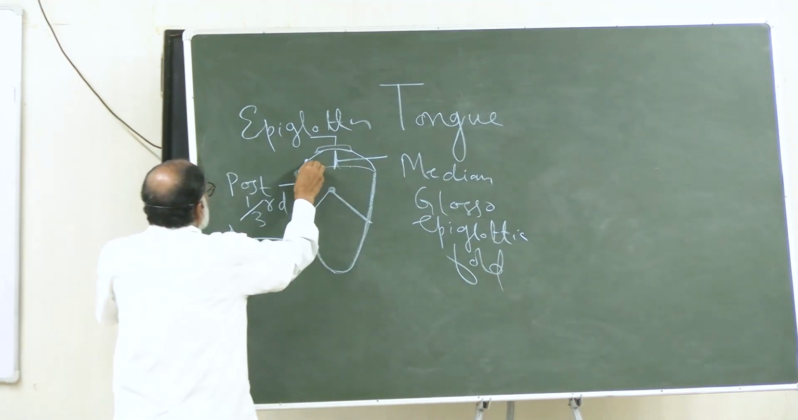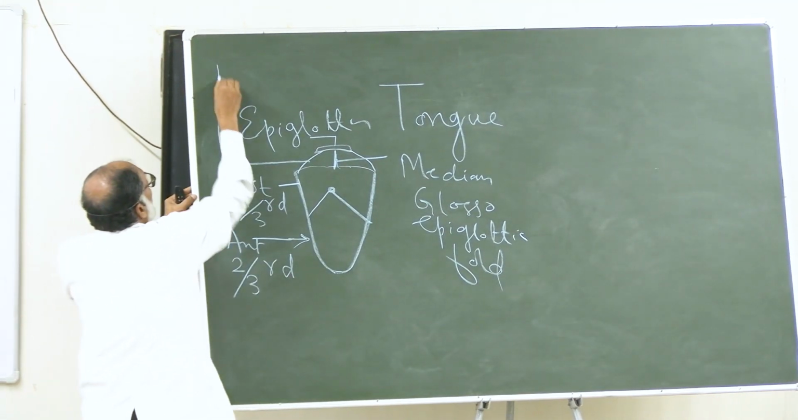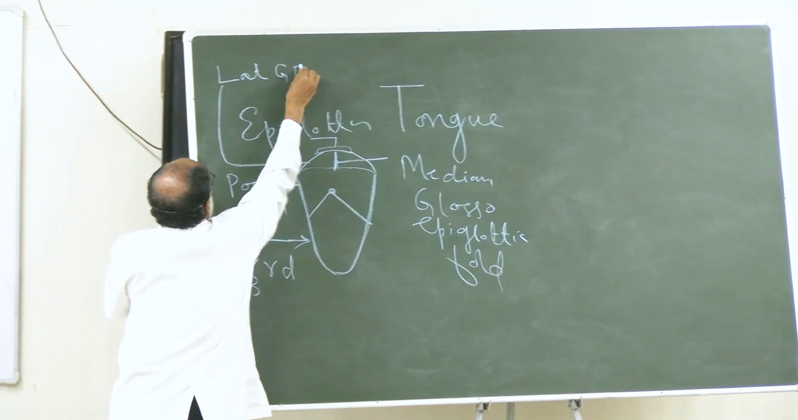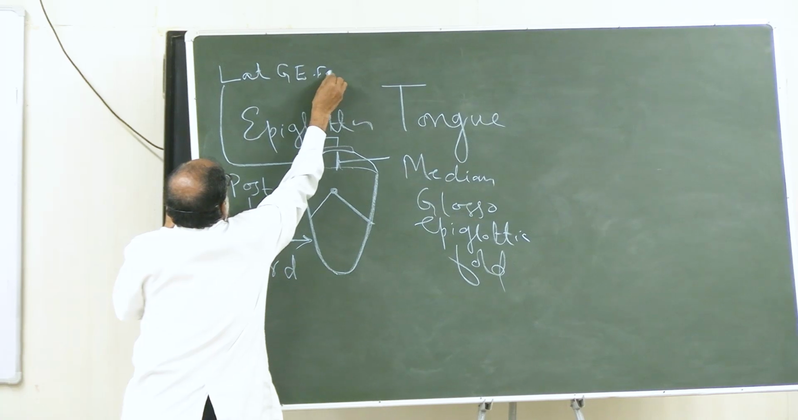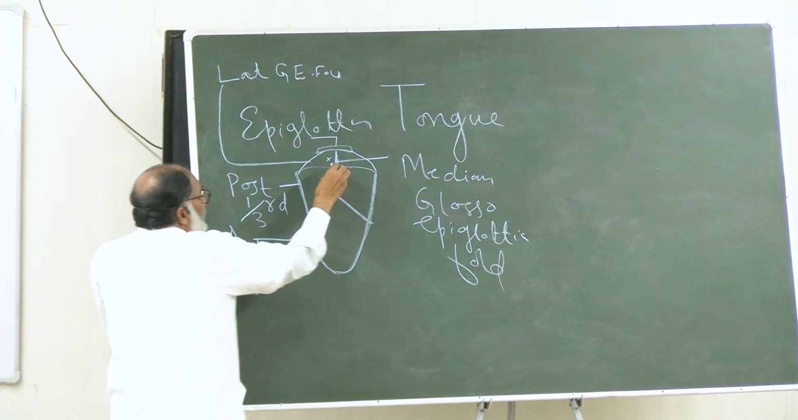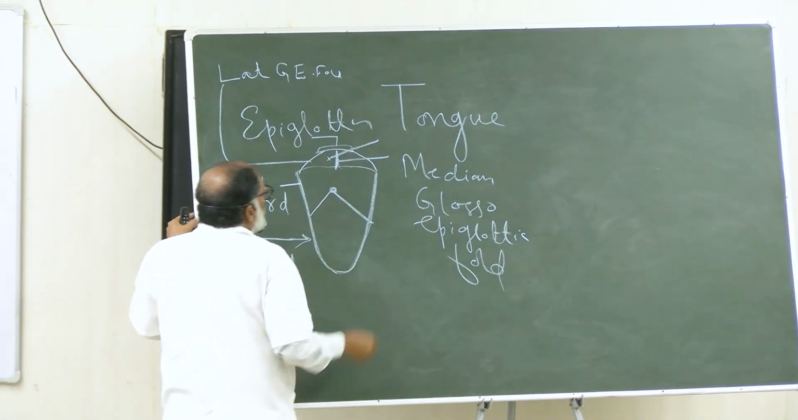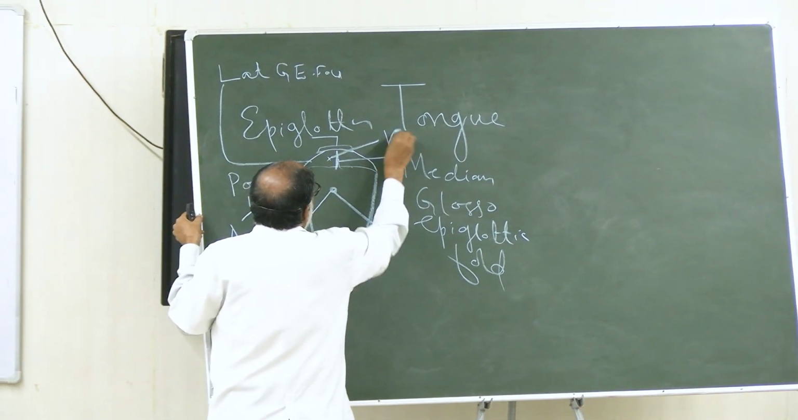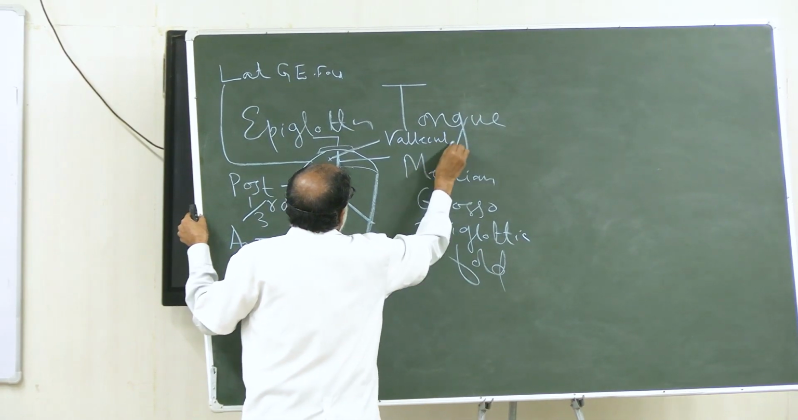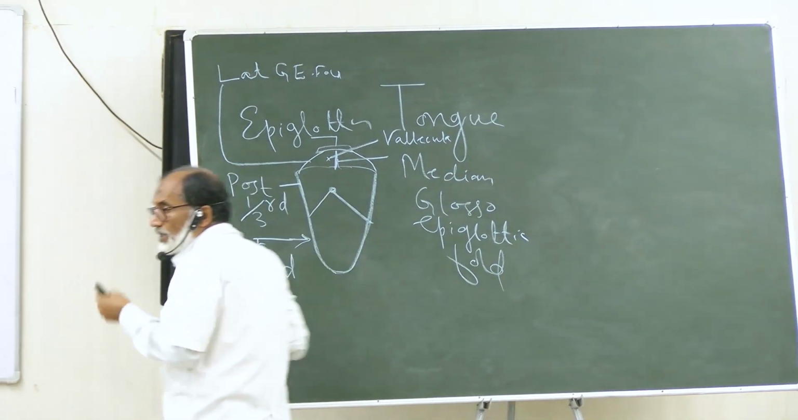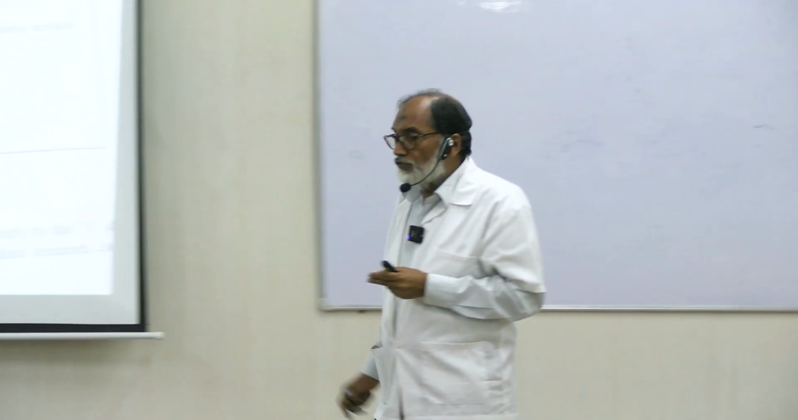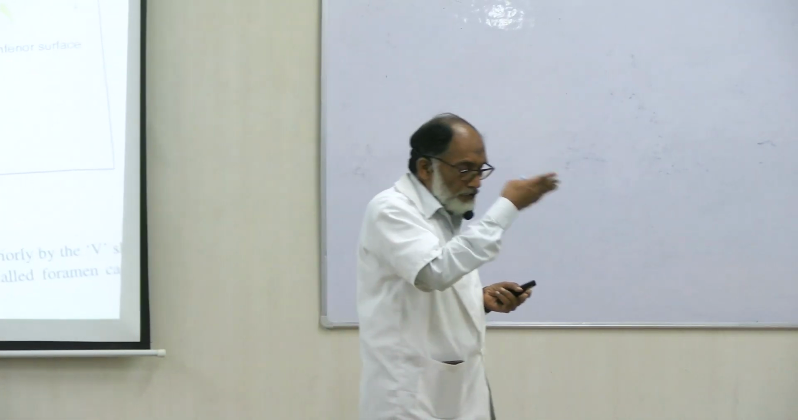This is the lateral glossoepiglottic fold. The space between these is known as the vallecula, the epiglottic vallecula. Now you know that the tongue is divided into anterior third and posterior third.